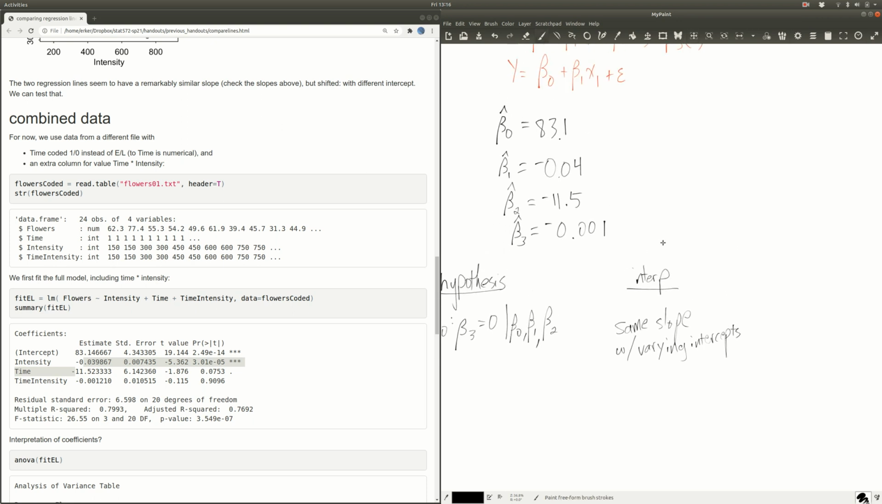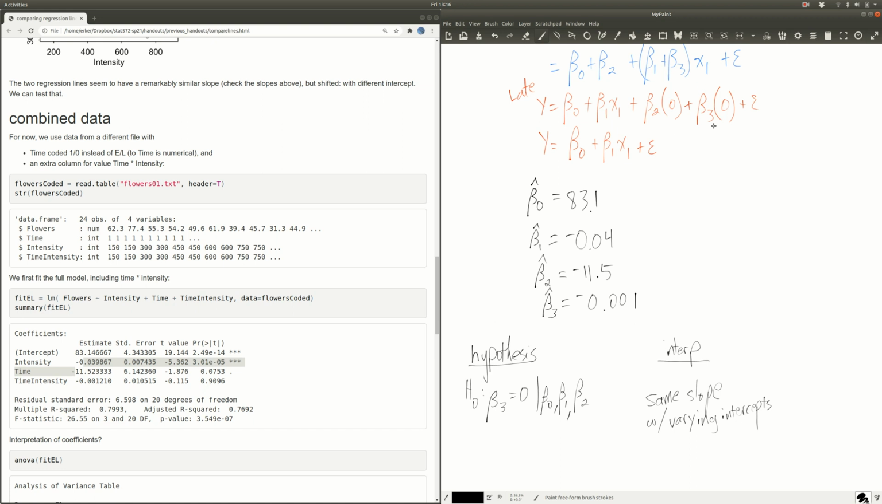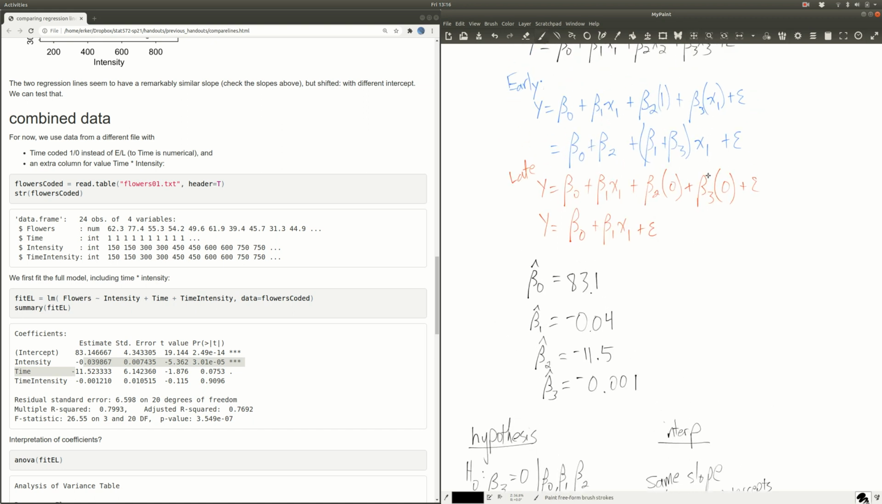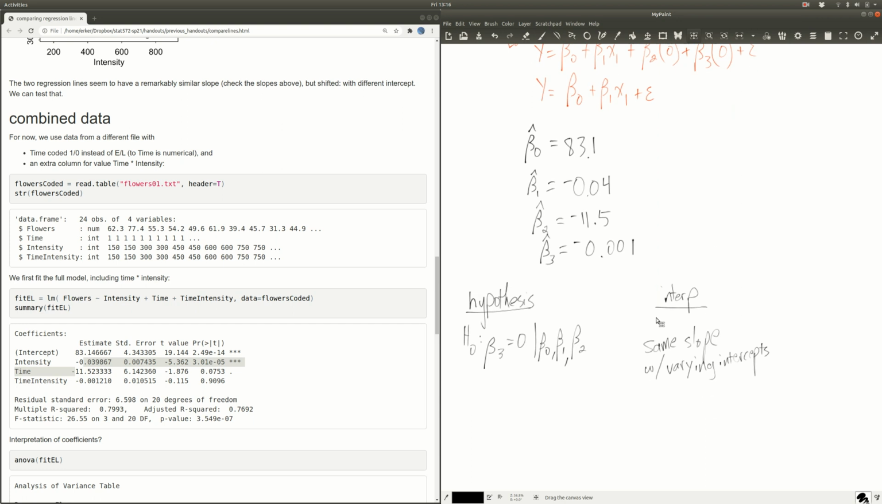Let's take a look at that. So beta 3 right here, right? Beta 3 is the difference between the slopes of the early and late, the slope with regard to light intensity. So if beta 3 is 0, that means that the slopes are the same, right? Now we have beta 2 given here, so that means that we're allowing the intercepts to vary. So that's what I mean by with varying intercepts.